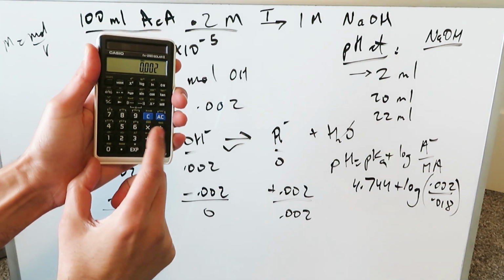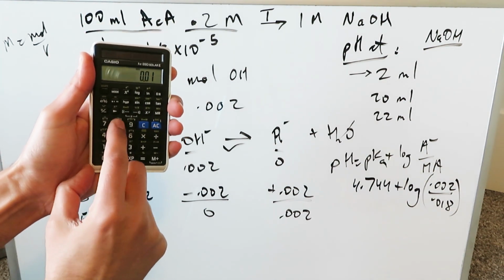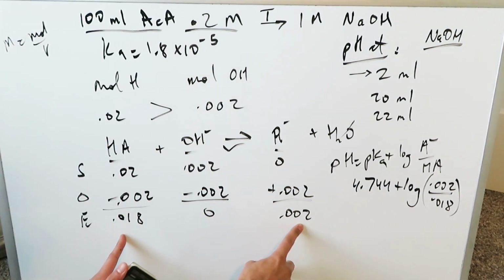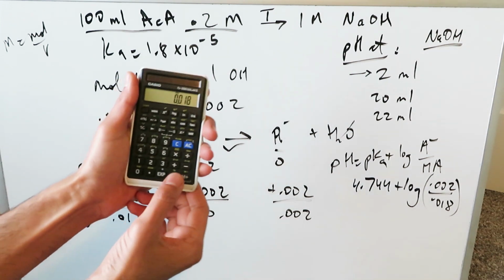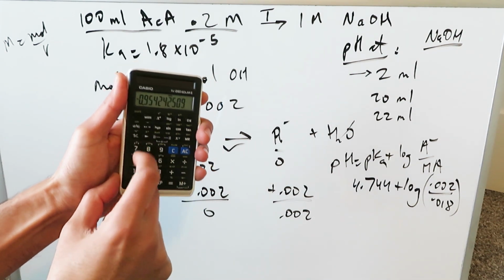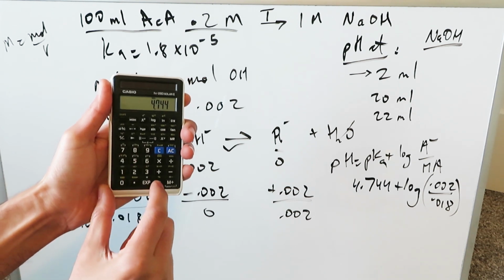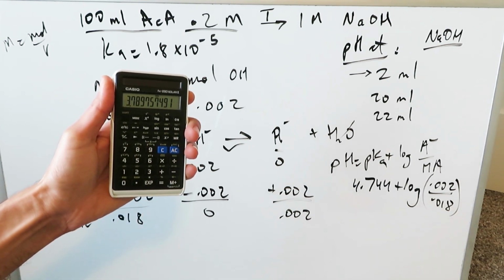0.002 conjugate base in terms of moles divided by 0.018, your weak acid in terms of moles. You don't have to convert these into molarities. They're like-term units, so you keep them as is. This is your quotient. Do the log of it. It's a minus. Add it to your pKa, 4.744, and this right here is your pH of this system.